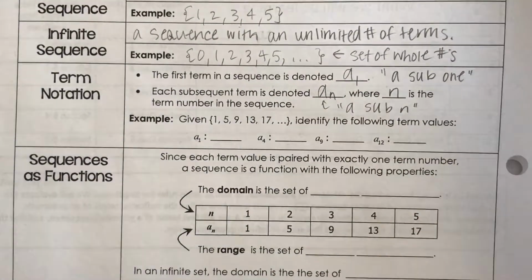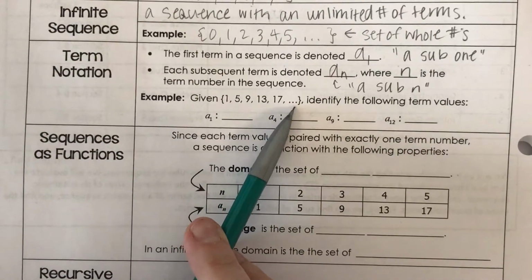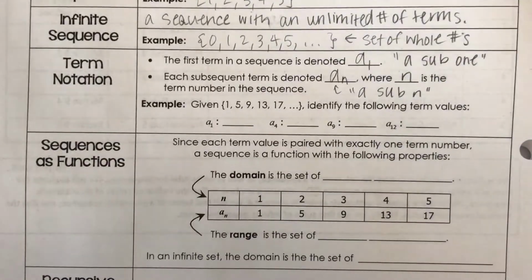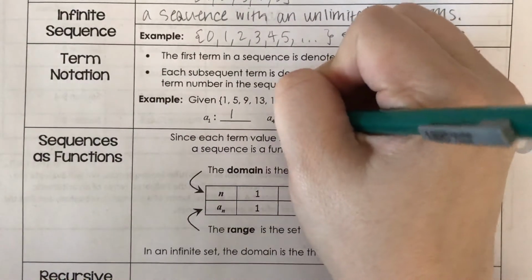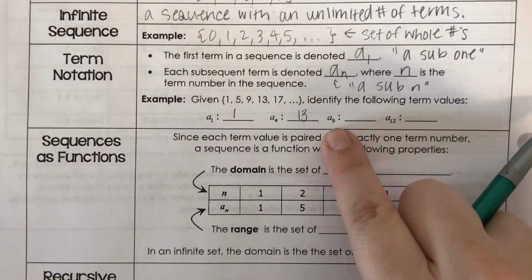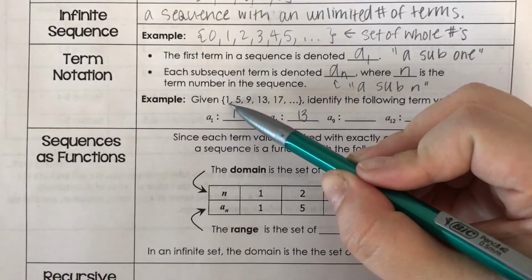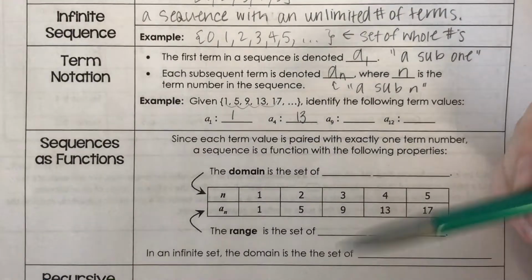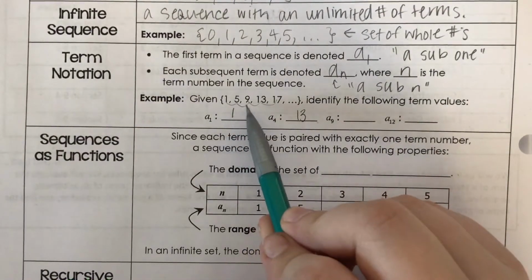Okay? So here's an example. Given 1, 5, 9, 13, 17, on and on, this is an infinite sequence. Identify the following term values. a sub 1. What is the very first term? Okay, so fourth term, what's the fourth term? 1, 2, 3, 4, 13. Okay, a sub 9, we need to figure out the ninth term. So to do that, we need to figure out, well, what's the pattern? Okay, so this is going up by 4, up by 4, up by 4, up by 4.